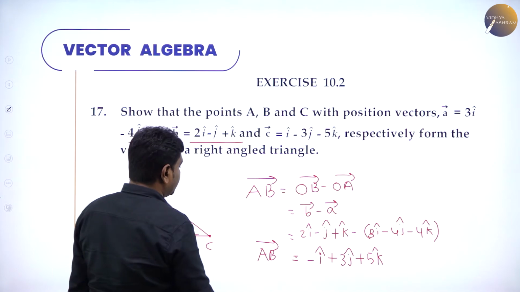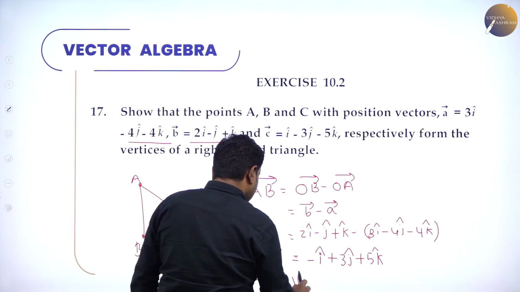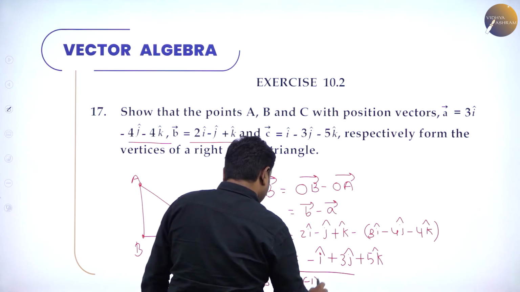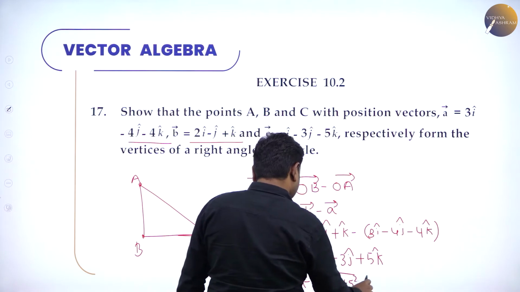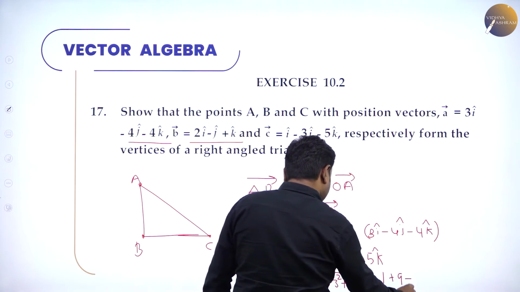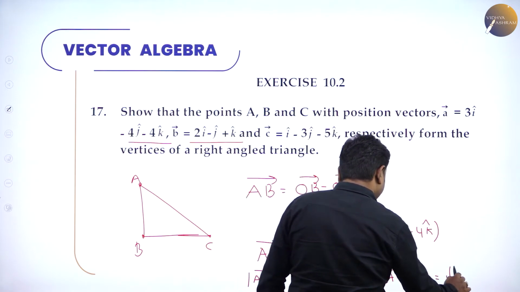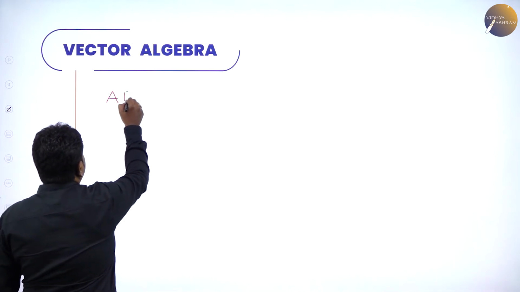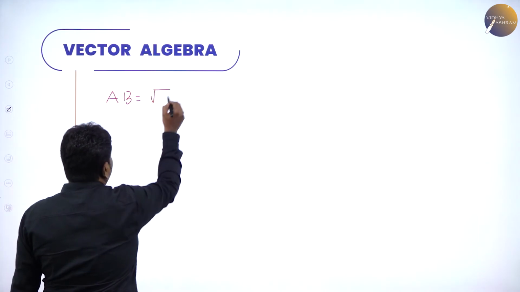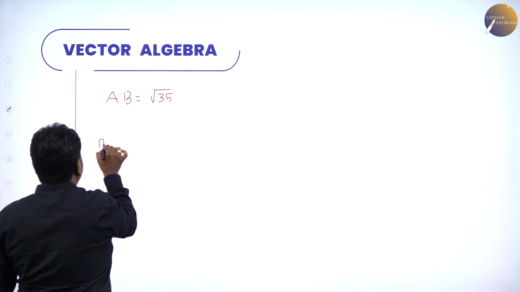Then find the magnitude of it. All of you know how to find the magnitude of a vector. Vector AB is root of minus 1 the whole square plus 3 square plus 5 square, 1 plus 9 plus 25 under root, that is root 35. So you got AB, magnitude of AB. Magnitude of AB means length of the side AB. We got root 35. And now go for BC.